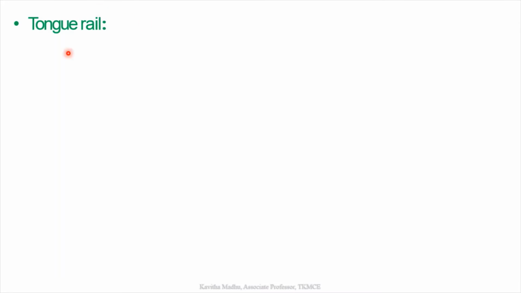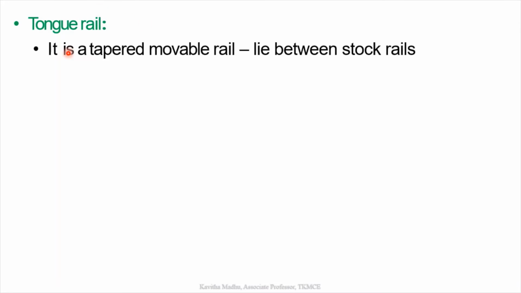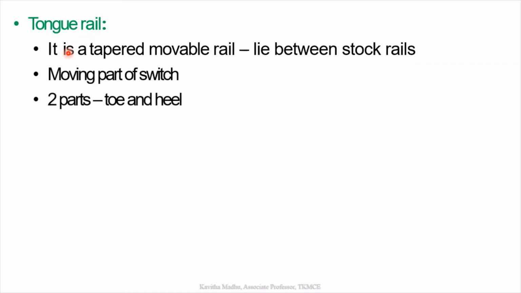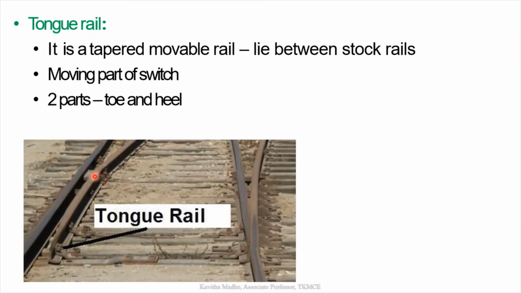So coming on to the trunk rail. The trunk rail is a tapered movable rail that lies between two stock rails. They are the moving part of the switch. It has two portions, a toe and a heel, and the heel portion is attached to the heel block, and the other portion is the one which is moving with respect to the stock rail. So here you can see there is a gap between the stock rail and the left hand trunk rail, so that the train will be moving straight, whereas if there is a gap here, it will be moving towards the right. It's an example of a right hand turnout. Okay, so that is a trunk rail.